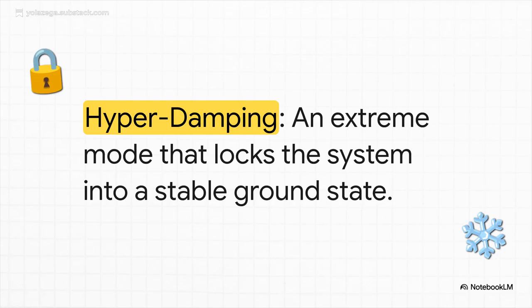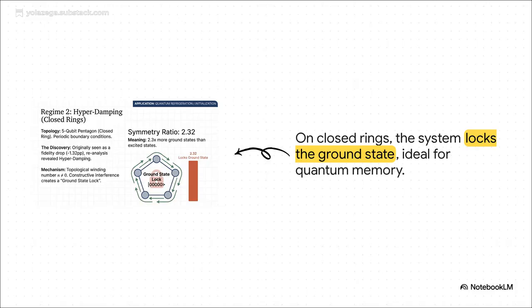All right, so what if we change that geometry? This takes us to the second mode, which is called hyperdamping. And yeah, it's pretty extreme. Now, if you arrange the qubits in a closed loop like a ring, something totally different happens. The system basically locks itself into its lowest energy state. It just aggressively kicks out all its extra energy. In fact, we see 2.3 times more ground states than excited states. Now, you wouldn't use this for running an algorithm, but it's perfect for something like quantum memory, or just hitting a reset button to get all your qubits back to 0 fast.